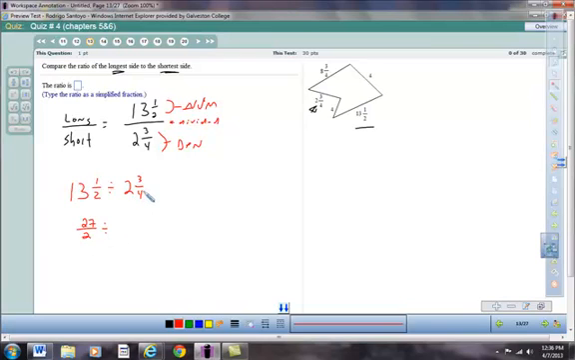Divided by, we change this mixed number to an improper fraction. 2 times 4 is 8, 9, 10, we get 11 over 4. And now remember what we're going to do here is go from division to multiplication. And we just flip the second one. So remember we multiply across.